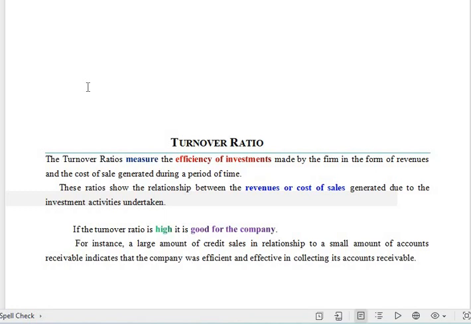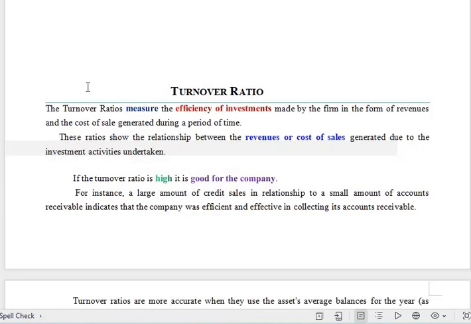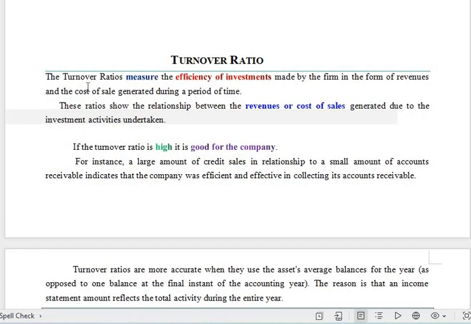There are different ratios under the turnover ratio. The following are the ratios we are going to calculate. Number one, fixed asset turnover ratio. Number two, capital turnover ratio. Number three, working capital turnover ratio. Number four, debtor turnover ratio. Number five, creditor turnover ratio. Number six, stock turnover ratio. These are the basic variables we are going to use along with sales, and we are going to compute the ratio.